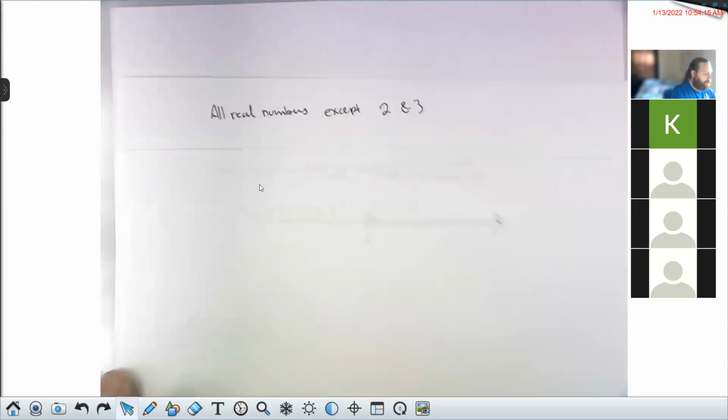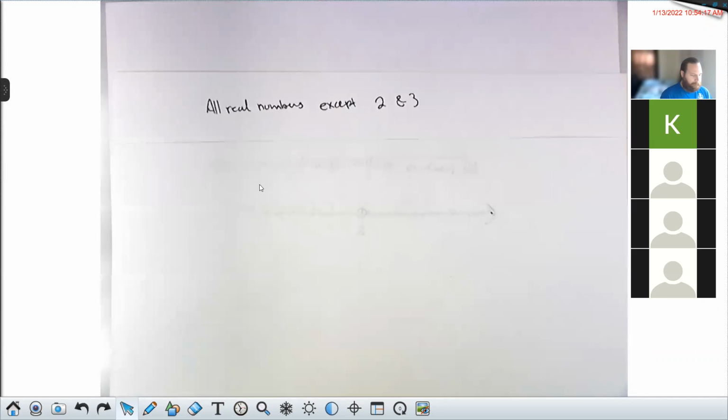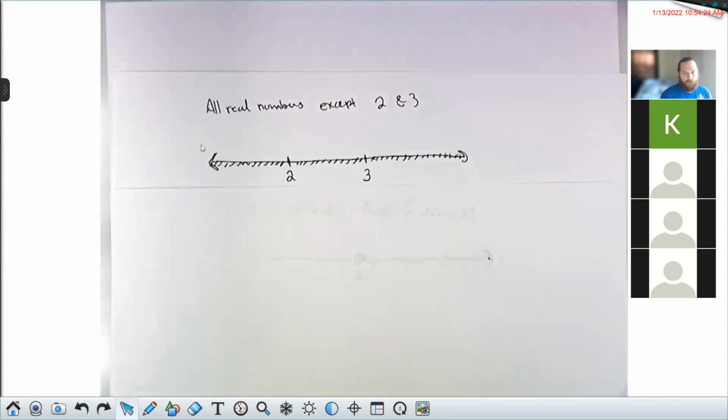So we want all real numbers except for 2 and 3. My advice here: shade the set. We draw the real number line, right? And here's 2, here's 3. I want everything except 2 and 3.